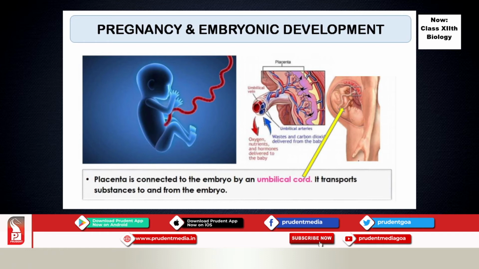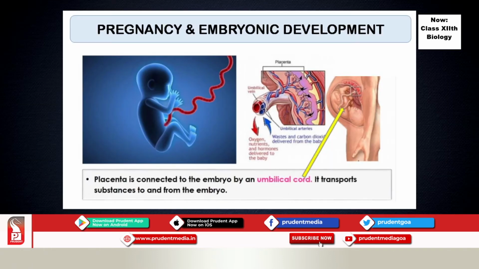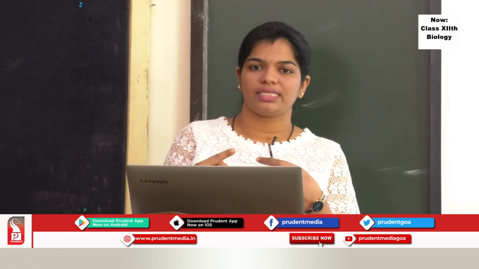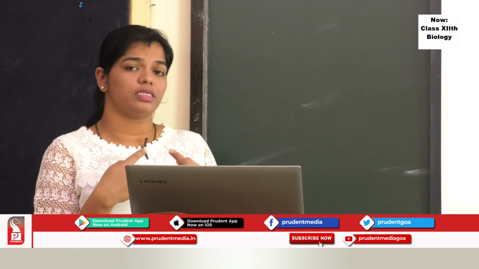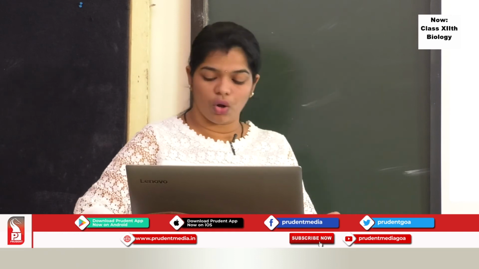And what does the umbilical cord do? It transports substances to and fro from the embryo. For example, it provides oxygen, nutrients and other hormones to the baby from the mother, and it carries water and carbon dioxide from the baby to the mother's tissue. So it's a channel, a passage for the to and fro of substances from the embryo to the mother. That's the umbilical cord.